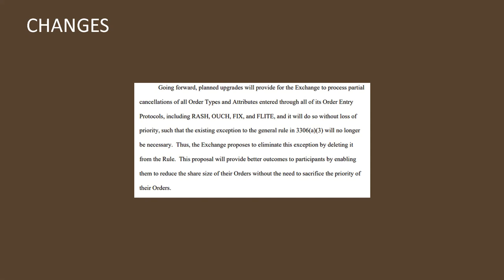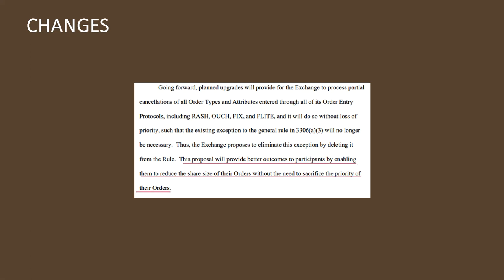Now the changes. Going forward, planned upgrades will provide for the exchange to process partial cancellations of all order types and attributes entered through all of its order entry protocols, including Rash, OUCH, Fix, and Flight, and it will do so without loss of priority, such that the existing exception to the general rule in 3306A3 will no longer be necessary. Thus, the exchange proposes to eliminate this exception by deleting it from the rule. This proposal will provide better outcomes to participants by enabling them to reduce the share size of their orders without the need to sacrifice the priority of their orders.